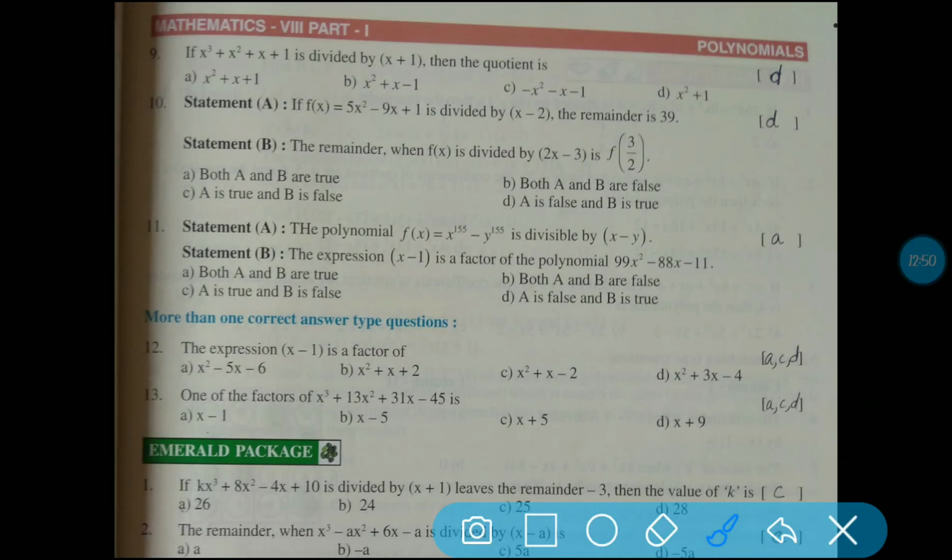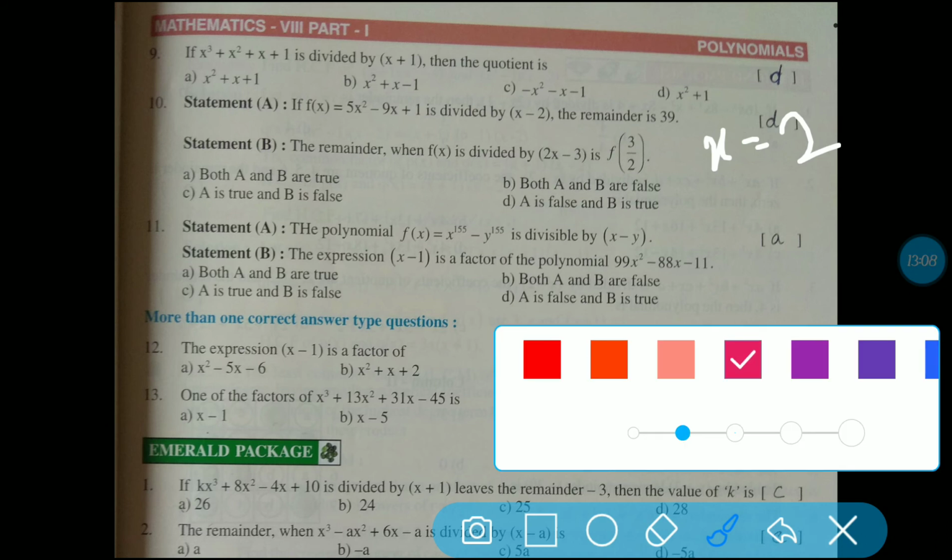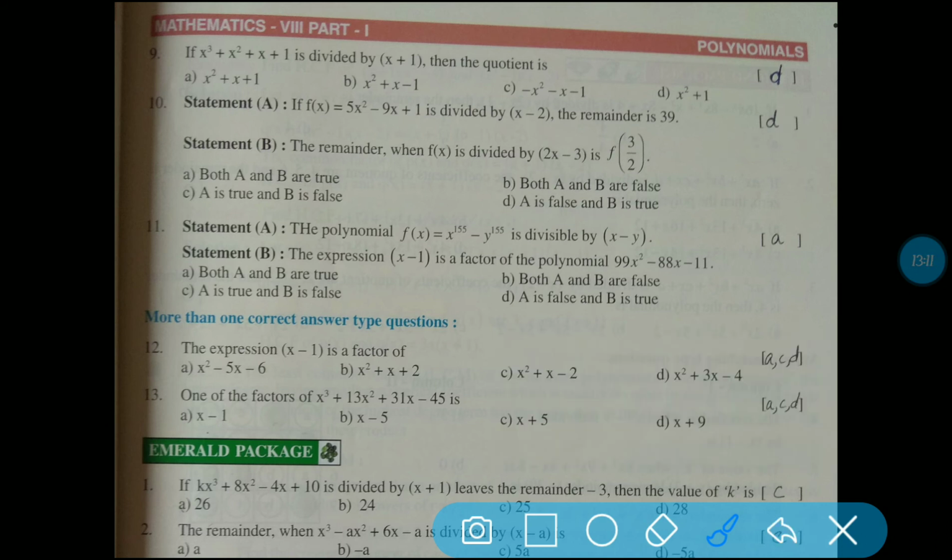Now we'll see the 10th one. Yes, you are able to see the question. Statement A: if f of x is equal to 5x square minus 9x plus 1 is divided by x minus 2, then the remainder is 39. That is a false statement. When we check, the x value is 2, as we all know. When you transpose that minus 2 to RHS, it becomes 2. So when you substitute, 5 into 2 square, 20 minus 18 is 2, 2 plus 1 is 3. But it is given 39.